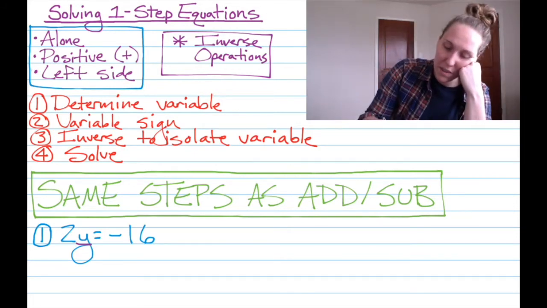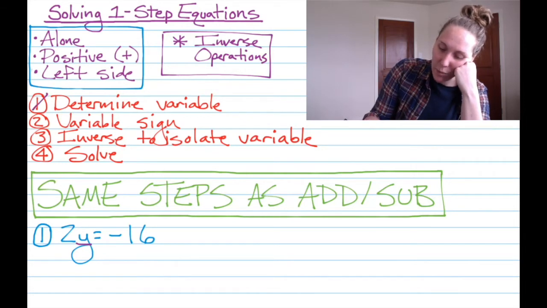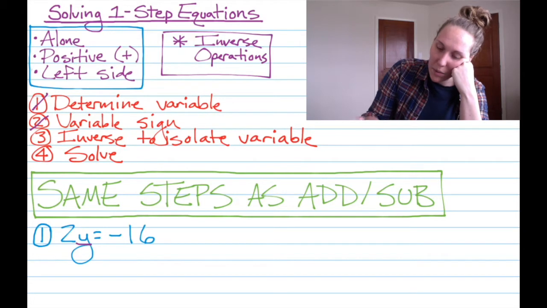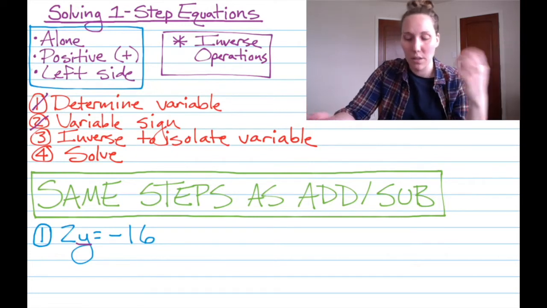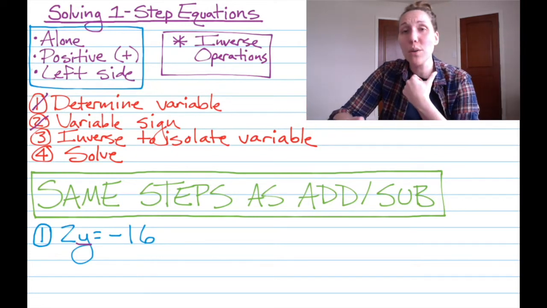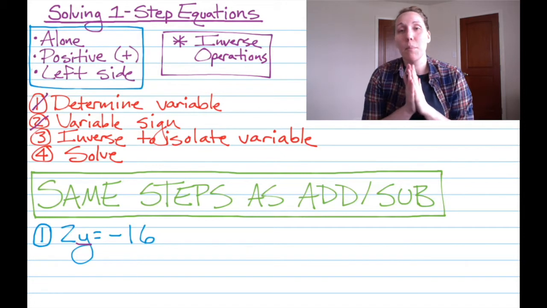So we determine the variable, check. We determine the variable sign, it's positive, check. Number 3, we have to use our inverse operations to isolate the variable. Awesome, we can do that. So right now, this 2 and this y are connected by multiplication.